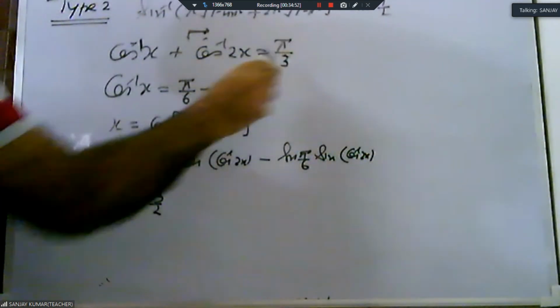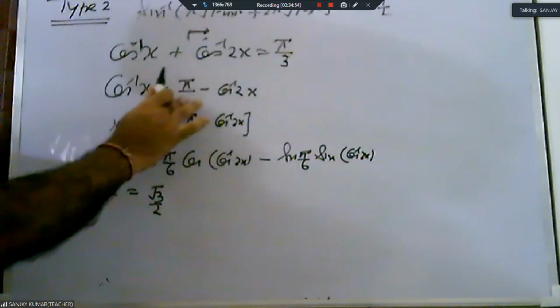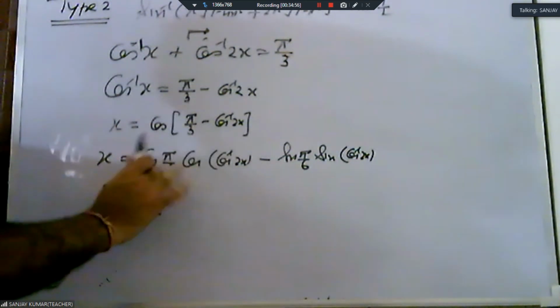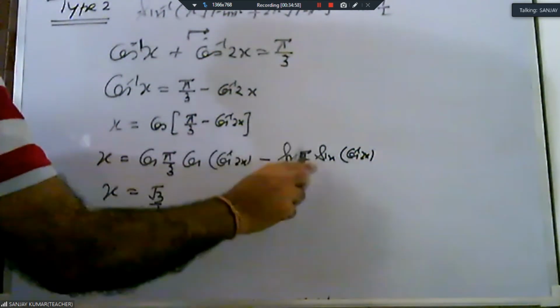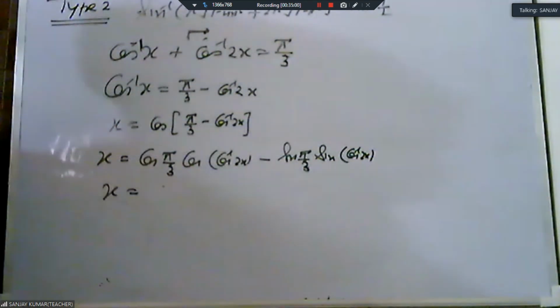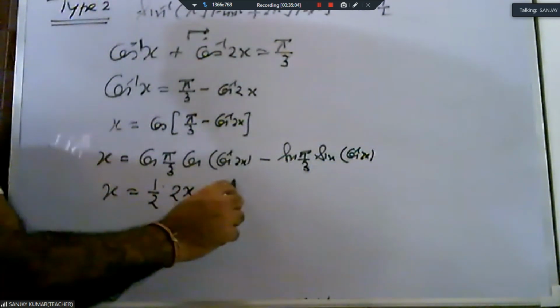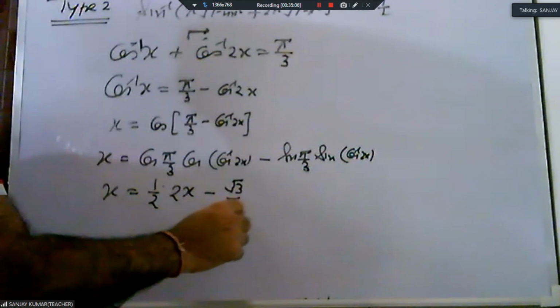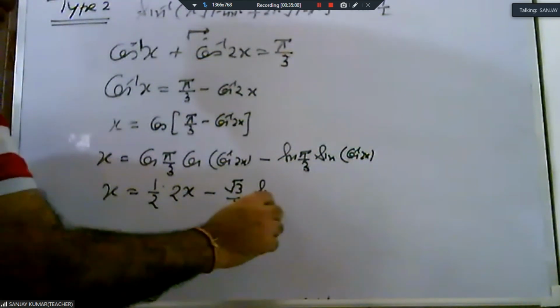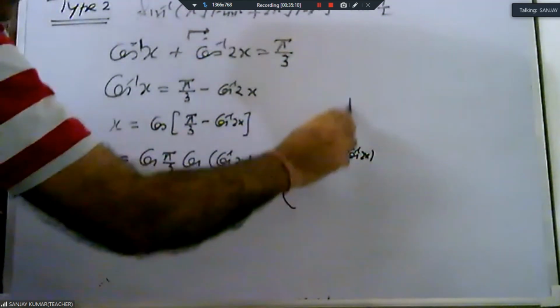1 minute, now let us take pi by 3. Before this we took pi by 6, now we are taking pi by 3. Look, cos pi by 3 is cos 60 degree, that is half. Sin pi by 3 is sin 60 degree, root 3 by 2. Look, again the same problem, we have cos, sin and cos, so we make a triangle for it.